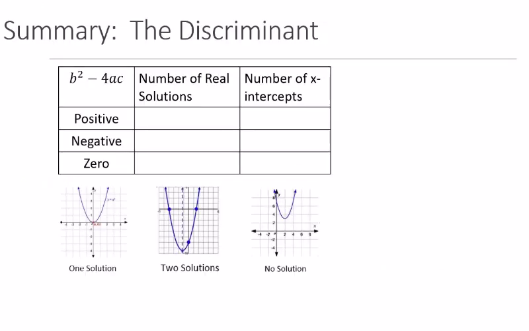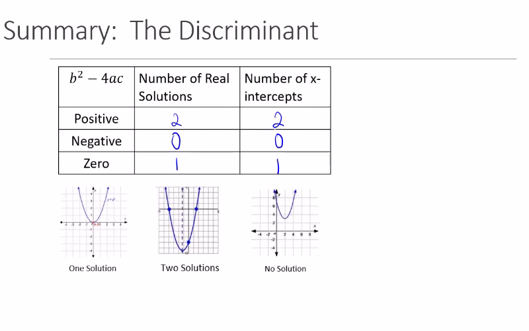So we basically just went through the exercise to allow us to fill in this table here. So now we know the number of real solutions. If the discriminant is positive, we have 2 real solutions. If it's negative, we have no real solution. And if it's 0, we have 1. And so as far as the number of x-intercepts, it matches up. The number of solutions is the same as the number of x-intercepts on a graph.